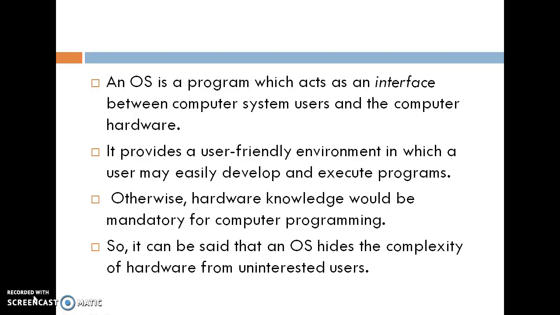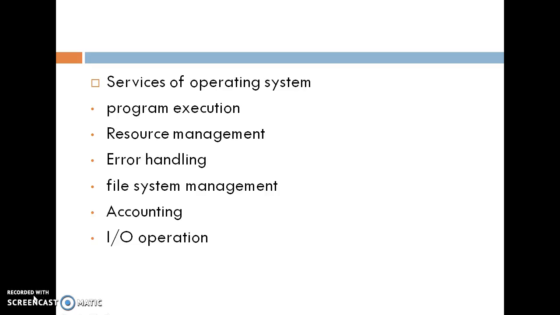The first software that needs to be installed on any computer system is the operating system. Once you install the operating system, the user can install various software for his or her purposes. Otherwise, hardware knowledge would be mandatory for computer programming. So, it can be said that an OS hides the complexity of hardware from uninterested users.